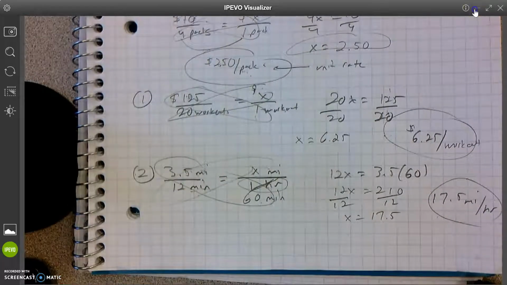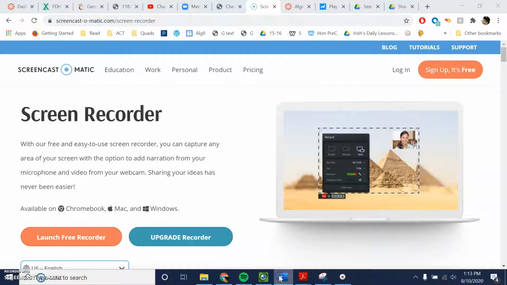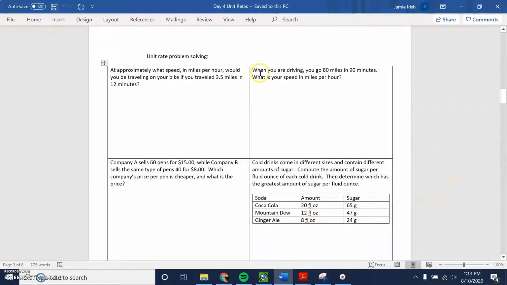All right, last one you're going to do on your own. So, when you're driving, you go 80 miles in 90 minutes. What is your speed in miles per hour? Go ahead and solve that one in your notebook. Ready, set, go. All right, let's see what you got.